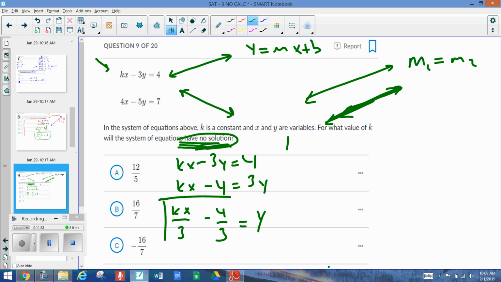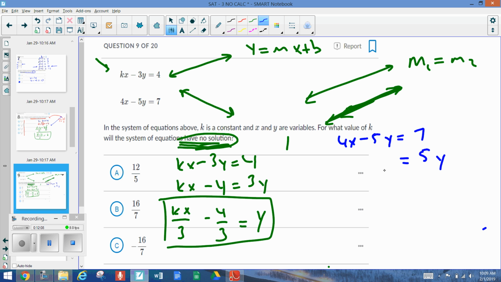This is the first equation. Now let me do the second equation here. 4x minus 5y is equal to 7. And I'll do the same thing. I'm going to add 5y to both hand sides. 5y cancels out here. And I'm going to subtract 7 from both hand sides.